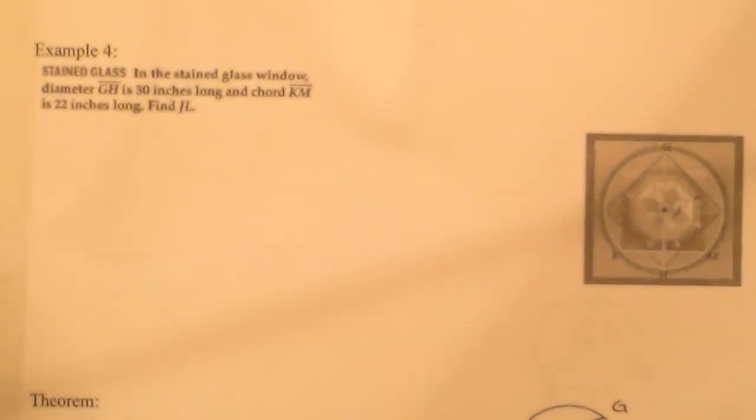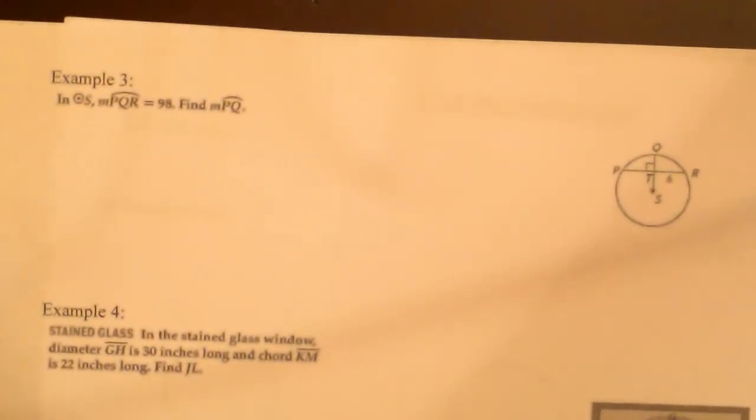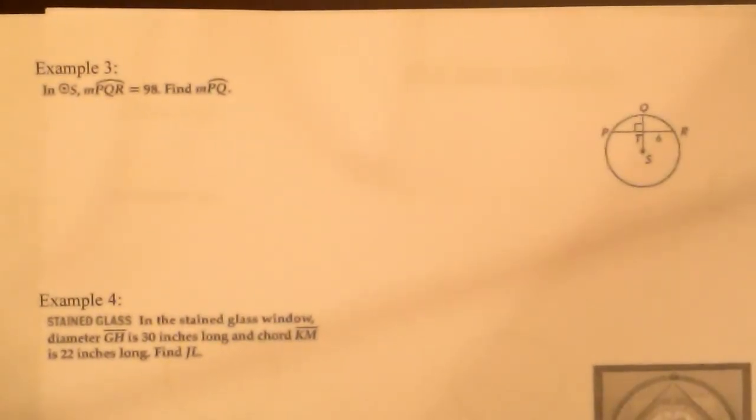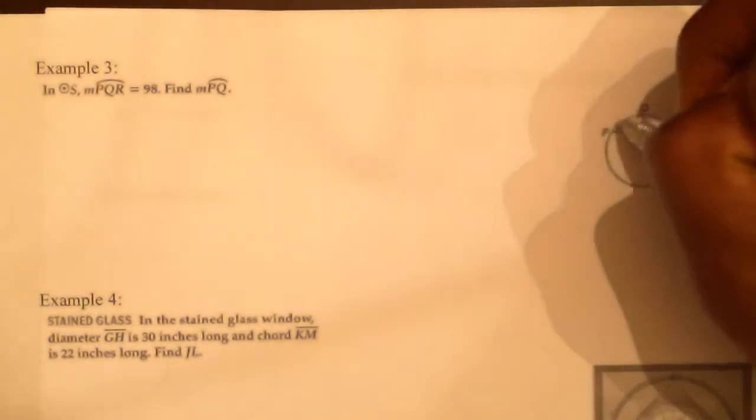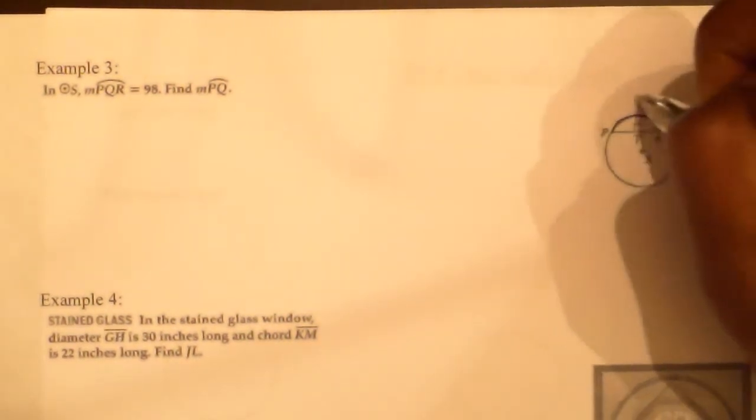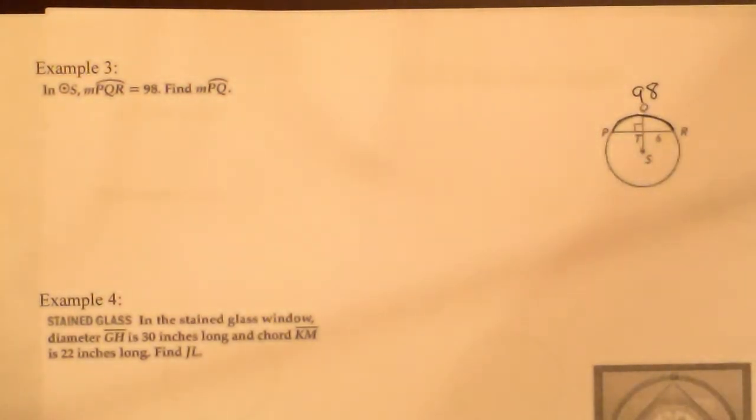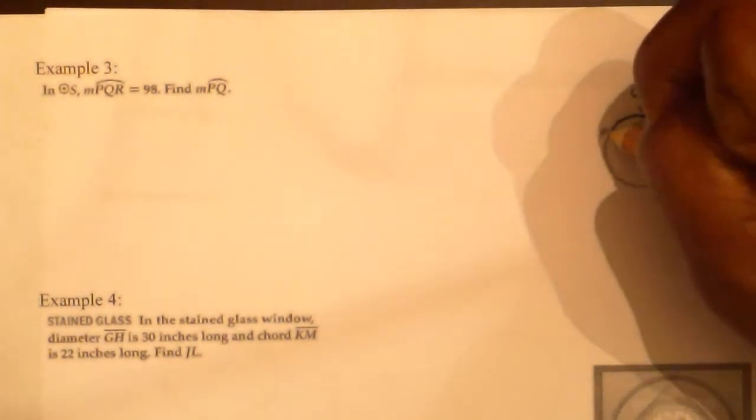All right. Example. Oh, not 4. I'm sorry. Scoot it up a little bit better. 3. There we go. All right. Example 3 says in circle S, arc PQR is equal to 98 degrees. So that whole arc right there is equal to 98. And it wants us to find arc PQ. So that entire arc is 98 and the smaller one's PQ.